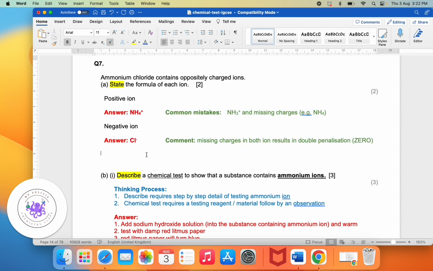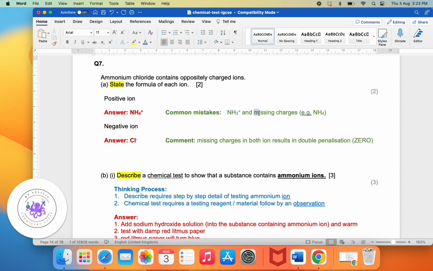But a few things to take note of here. If you look at the comment under the ammonium part, there are some errors that students are still making, for example, writing NH3+ instead of NH4+. This is a very common error because students tend to link ammonia gas, which has the formula NH3, with the ammonium ion, which is NH4+. So take note of that.